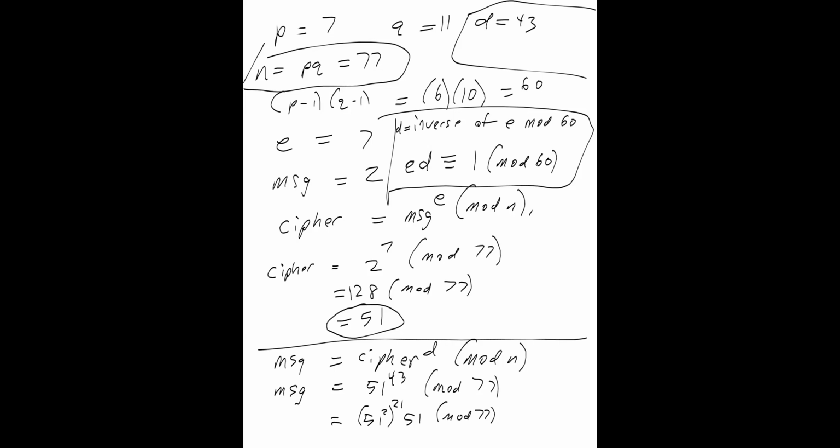So remember when you're calculating a modulo, you can replace any factor, like 51 squared, for example, with its remainder. So 51 squared has a remainder of 60 when you divide by 77. So this actually equals 60 to the power of 21 times 51 mod 77. Then we're just going to repeat that process. So how many times does 2 go into 21?